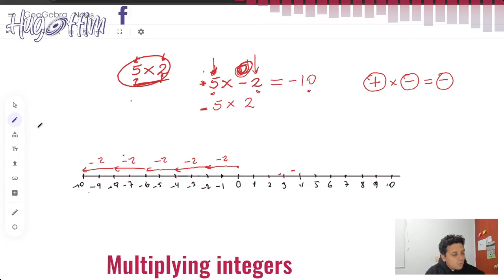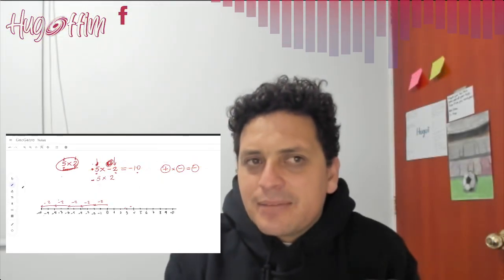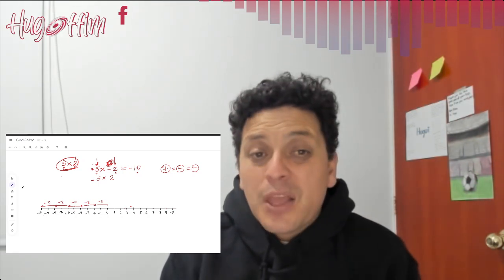What do you think it will mean? I want you to take some time to think. When I say 5 times 2, it means that I'm going to do a repeated addition of 5 many times. What will negative 5 times 2 mean? What will be the negative? Think about it.